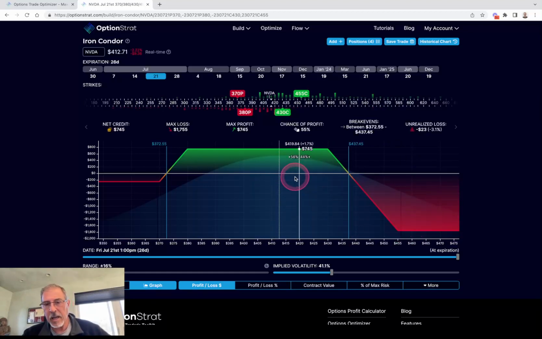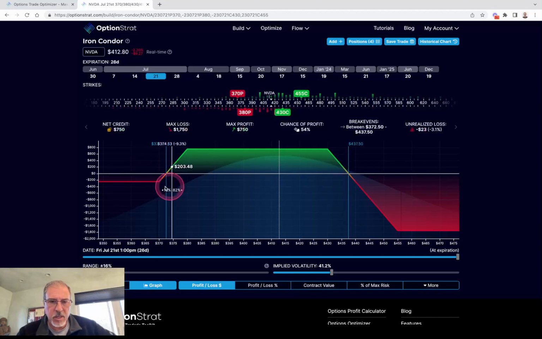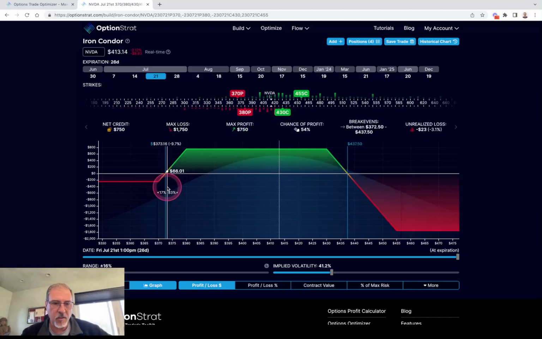If we started moving in that direction, there are things you can do to adjust a trade. But right now, this largely accomplishes what I'm looking at. I'm not expecting to go above 440 on the upside, and I'm not really expecting to go below 370 on the downside.